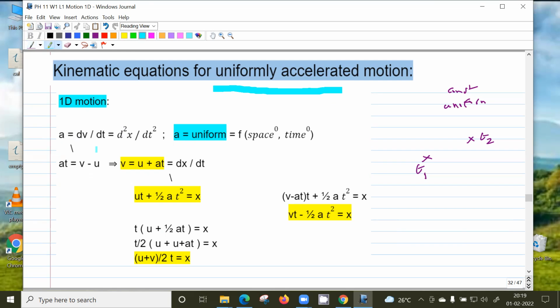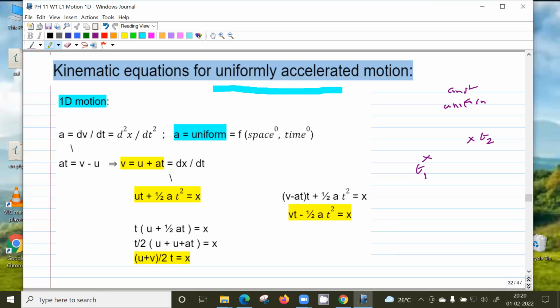So acceleration is dv by dt, and velocity is dx by dt. You know this notation, right? d square x by dt square is the second derivative of x with respect to time. And acceleration uniform means it's not dependent on both space and time. And if I integrate this on both the sides, I'll get this one.